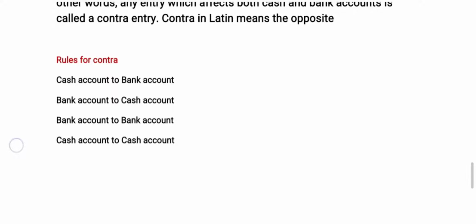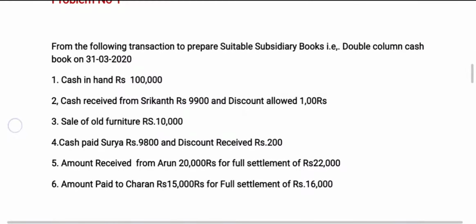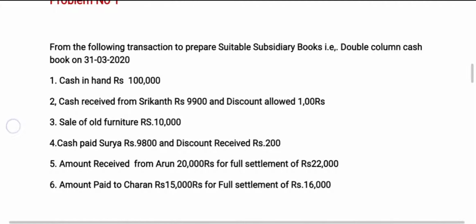Now we are going to prepare the problem. Now coming to problem number 1. From the following transactions, prepare the suitable subsidiary book, that is double column cash book as on 31st March 2020. Here all transactions are related to the cash and discount columns. That's the reason we are going to prepare only the cash and discount column cash book.